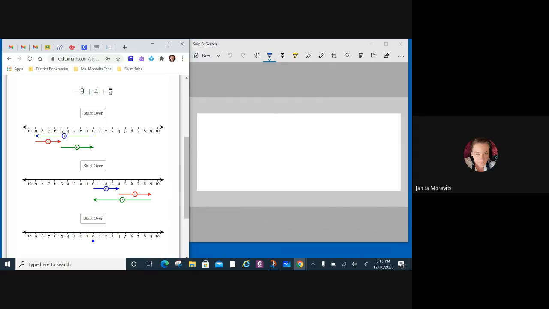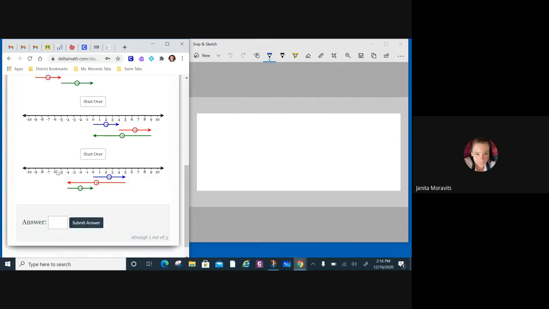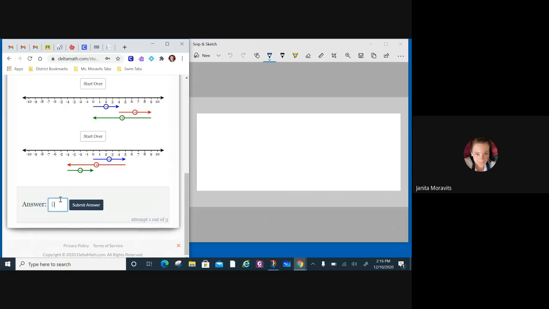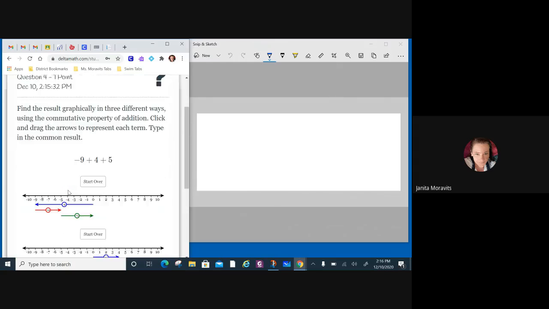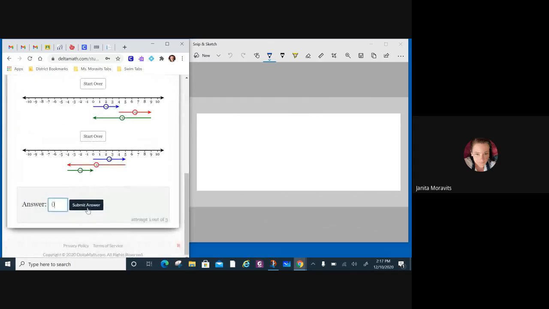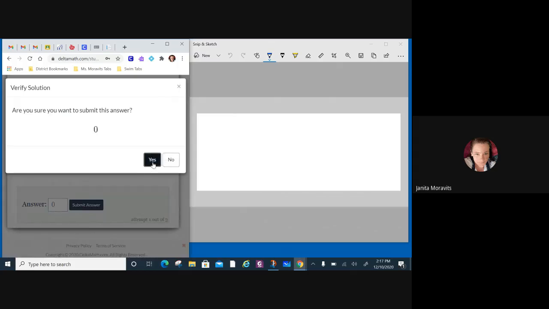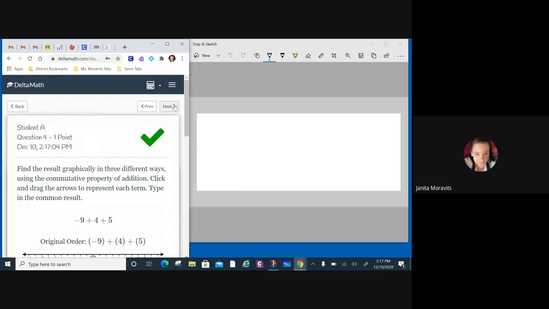This time, we're going to start with our third number. We're going to start with that 5. So we're going to go all the way over to 5. Then we're going to loop back over here to the -9. So we're going to go -9. And there's our -9. And then we're going to go +4. And look, we ended up at 0, at 0, and at 0. We ended up at the same place all 3 times because commutative says it doesn't matter what order we do it in. And we are going to submit that answer. We are correct.